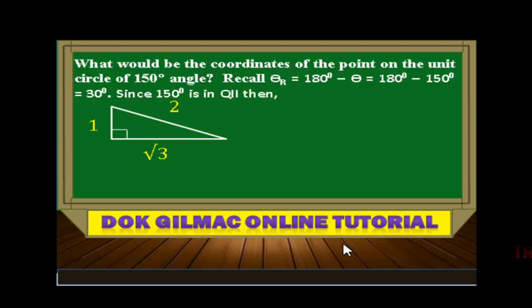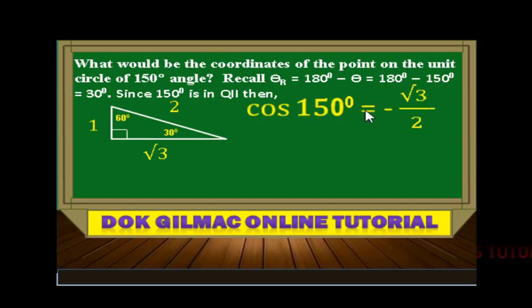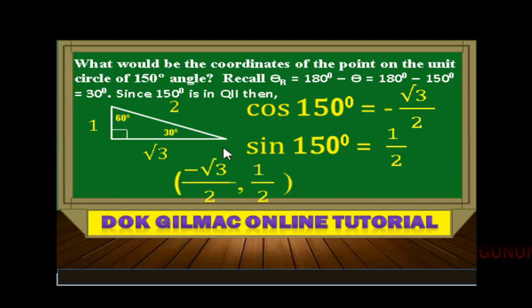What would be the coordinates of the point on the unit circle of 150 degrees angle? Recall, the reference angle is simply 180 degrees minus 150 degrees. That is simply equal to 30 degrees. Since 150 degrees is in the second quadrant, then we have cosine 150 degrees is equal to negative square root of 3 over 2 and sine 150 degrees is just equal to 1 half. So the coordinates are negative square root of 3 over 2 and 1 half.